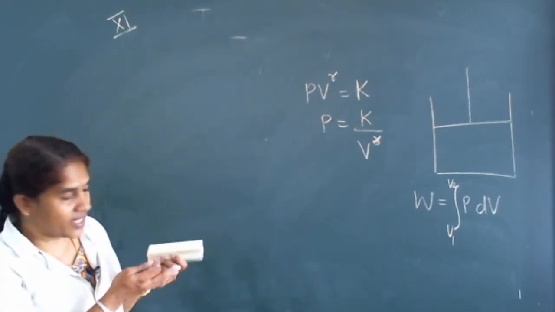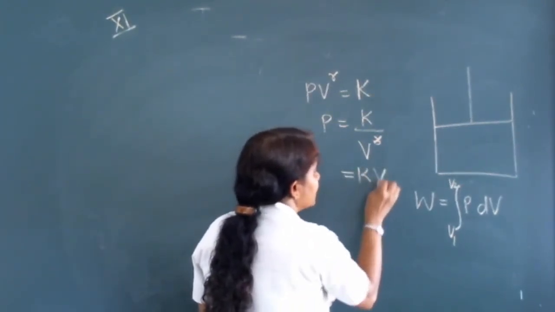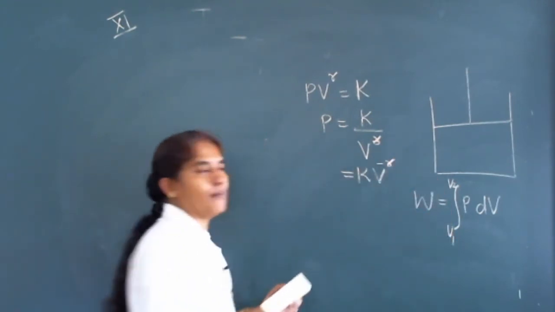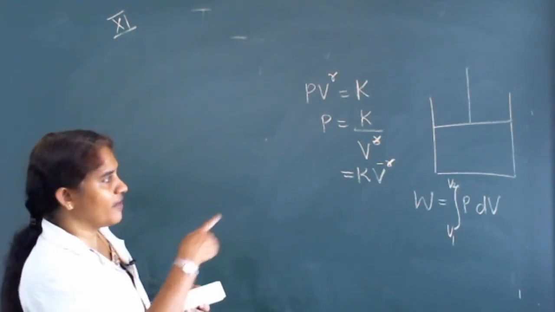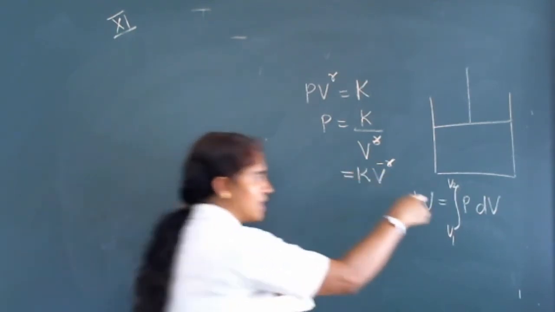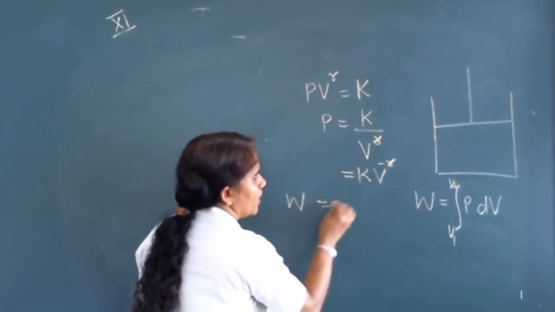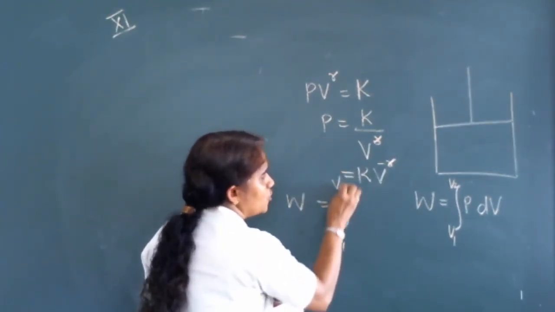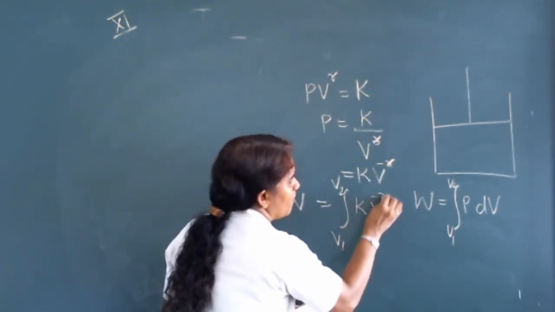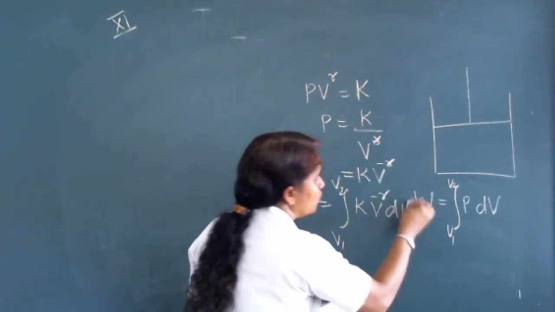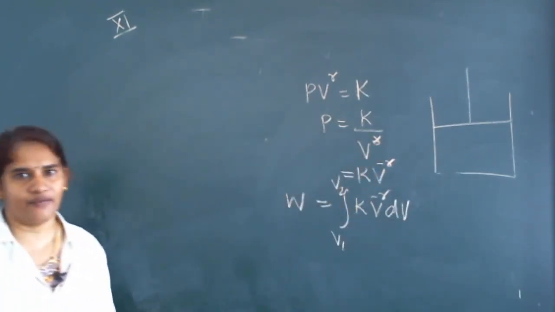Since V raised to gamma is in the denominator, while taking it into the numerator, it can be written as K V raised to minus gamma. The negative sign indicates it is in the denominator. The same thing we can substitute here. Work done is equal to the integral from V1 to V2, with P equal to K V raised to minus gamma, into dV.